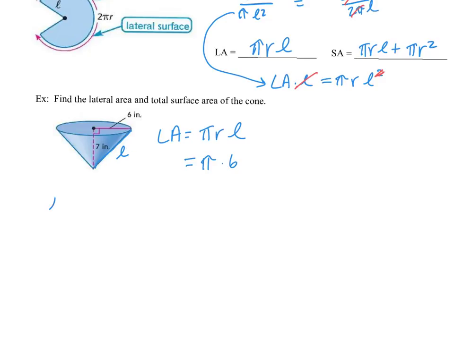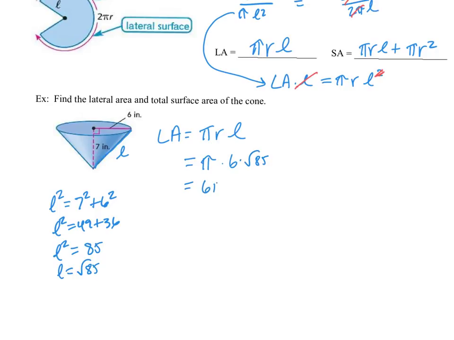So L, which is our hypotenuse, squared, is equal to the sum of the squares of the two legs. That would be 7 squared plus 6 squared. So L squared equals 49 plus 36, L squared equals 85, so that means L is equal to the square root of 85. Okay, so we'll put that into the formula. The lateral area of this cone would be 6 times pi times the square root of 85. And then let's put units on that. That would be inches squared.